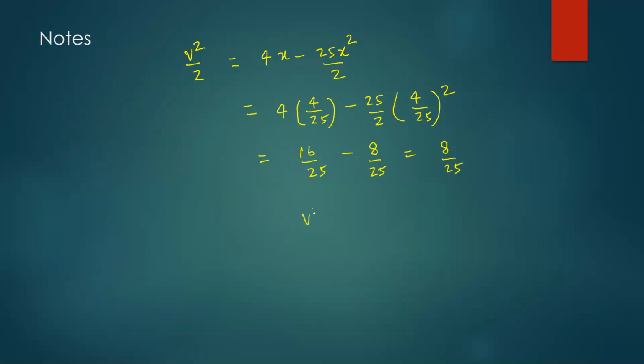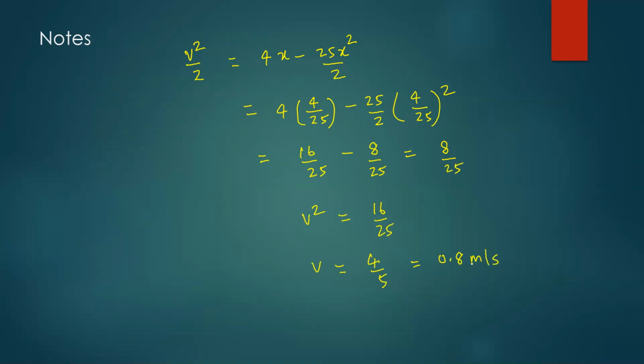So v square happens to be 16 by 25. So v will be, sorry, square root of 16 is 4. So 4 by 5. So that's the magnitude of maximum velocity, which is 0.8 meter per second.